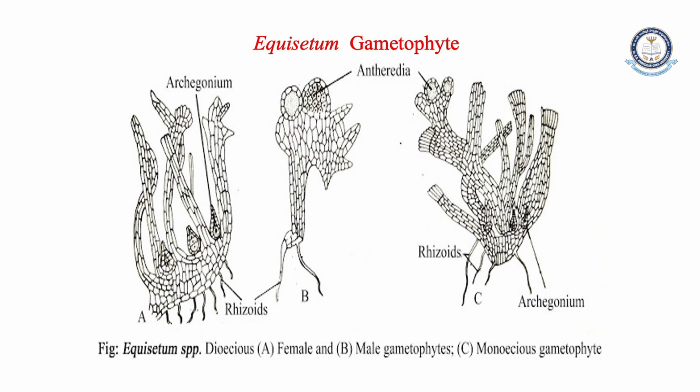Here the reproductive structures, antheridia and archegonia, are produced. Antheridium is the male reproductive organ. Archegonium is the female reproductive organ. So we will see the archegonium first.